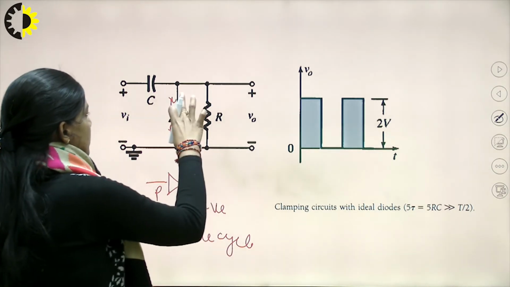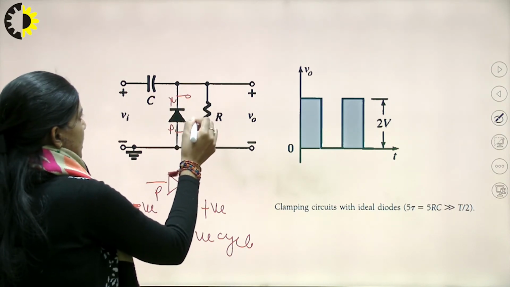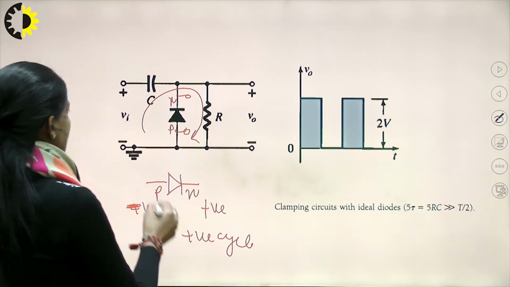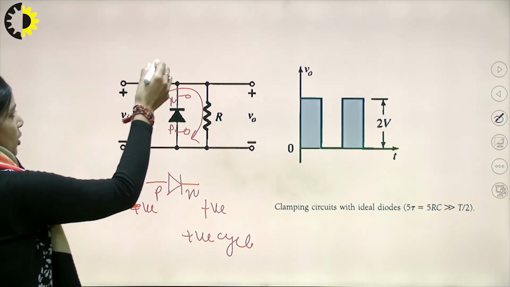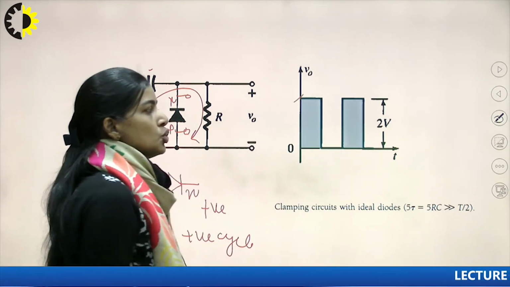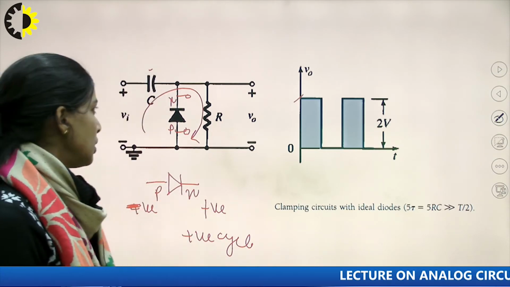When it is reverse biased, it will act as an open circuit and current will follow this path, and here the voltage V, and across this we have V. So, the total voltage will be 2V volts appearing at the output.